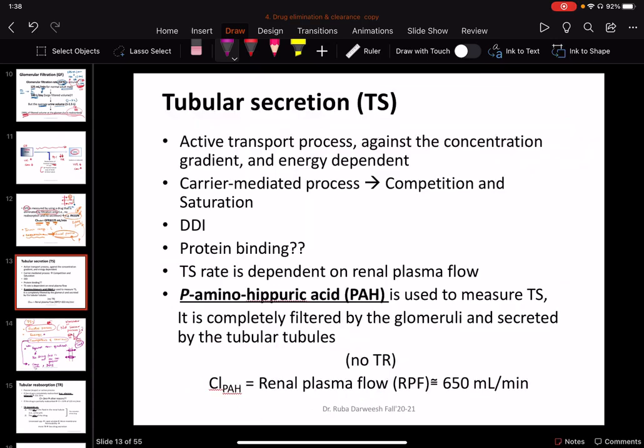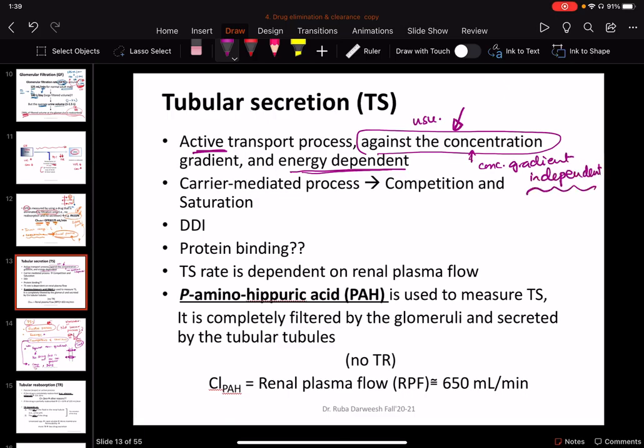Okay, so again, it's an active process against the concentration gradient. As we mentioned, that's not accurate. It's usually against the concentration gradient, but the driving force is not the concentration gradient. It's energy dependent. We can say it's concentration gradient independent. This is more accurate as a sentence.